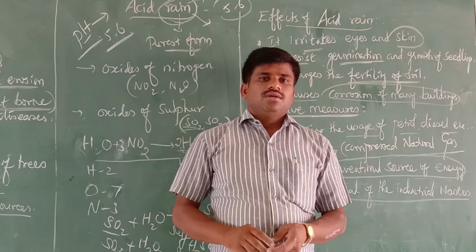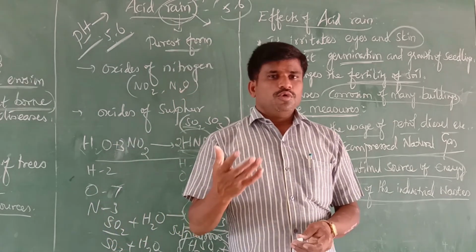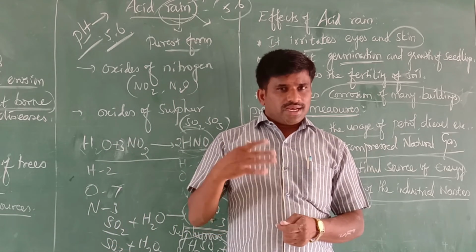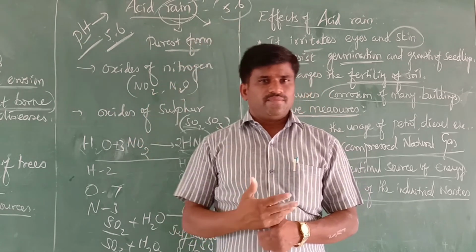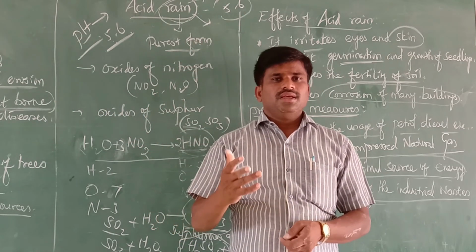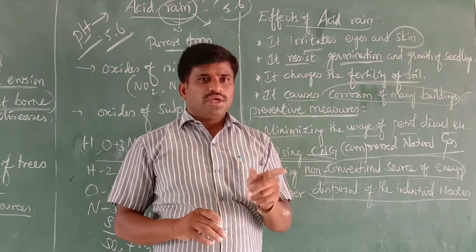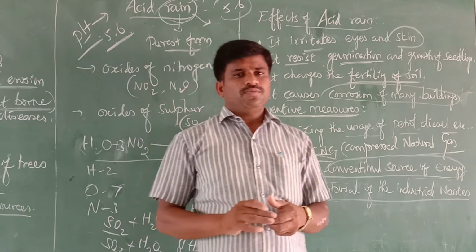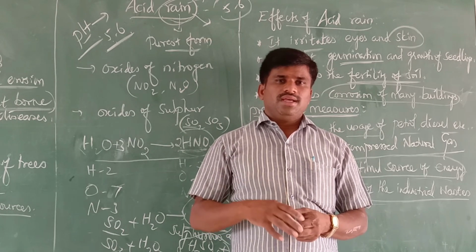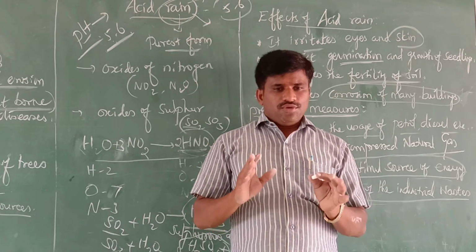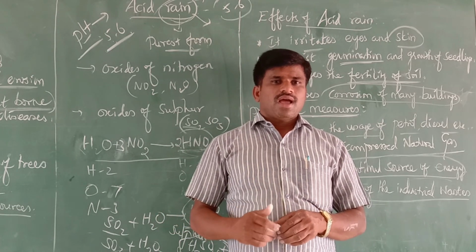Understood? Okay. So far, I hope you understood global warming and acid rain very clearly. It is given very simply in your textbook. It is a very easy concept. When you go through it after watching this video, you can understand it very clearly. If you have any doubt, call my number and ask me. I will clarify your doubt.